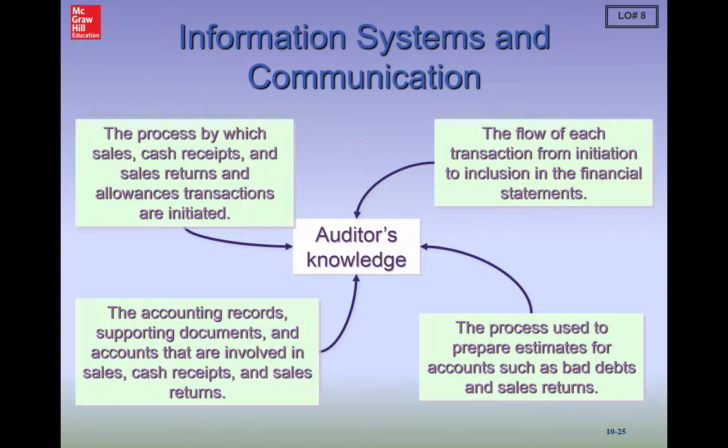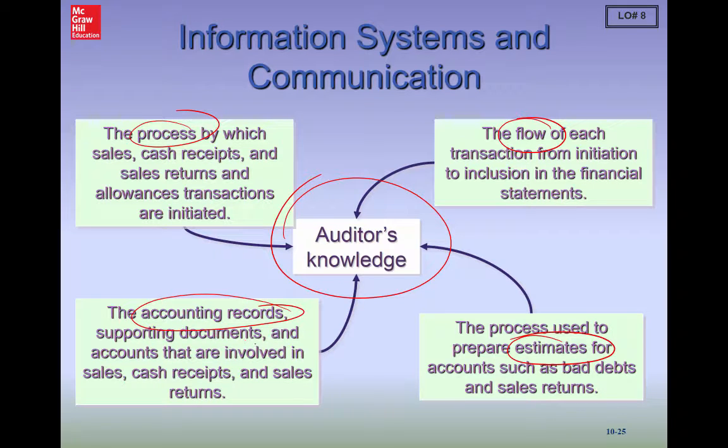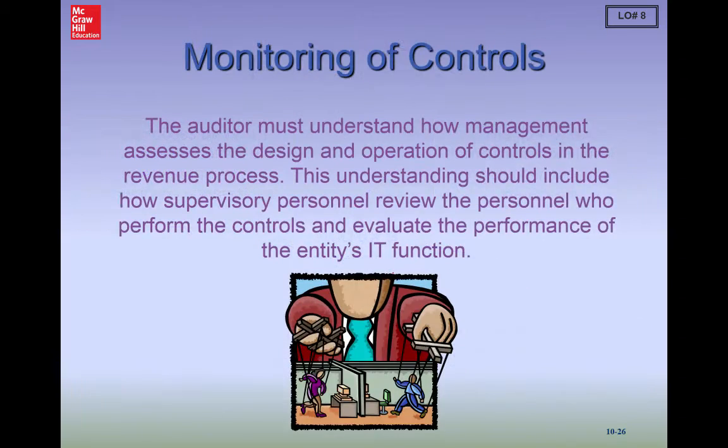So we have all this knowledge that as auditors we need to get, right? We need to understand the process. We need to understand how the transactions flow. We need to see how estimates were prepared, especially for allowance for bad debt. And then we need to look at the accounting records and that evidence. So these are all things that you need to do, and this is documented through your work papers and the memos that you're writing, those questionnaires. So we need to make sure we have all of that.